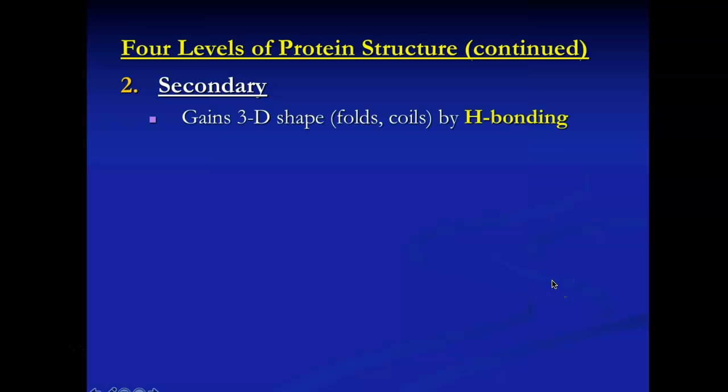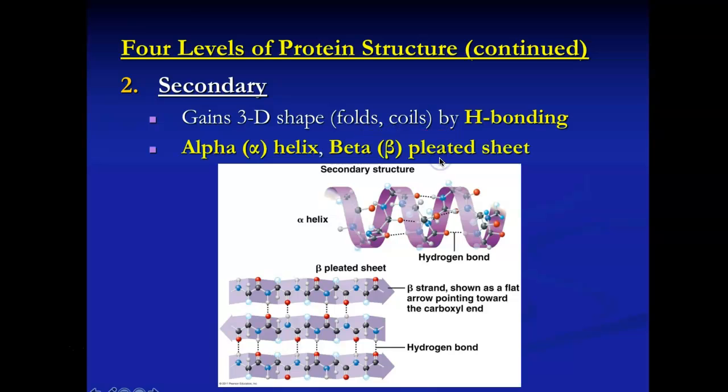All right, so that is primary structure. Primary structure, the order of amino acids that are peptide bonded together. Okay, secondary structure of amino acids is how it starts gaining its 3D shape. These are hydrogen bonding between amino acids. Hydrogen bonding between amino acids.